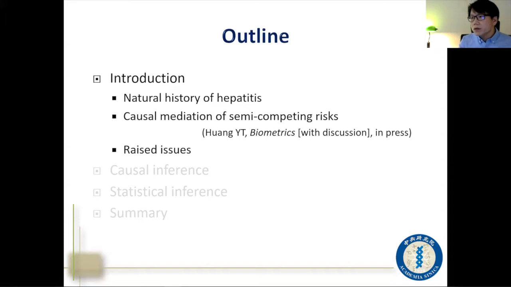Let me start with the introduction. I will introduce our motivating example, which is about the natural history of viral hepatitis. I will briefly talk about my recent work where I proposed non-parametric causal mediation analysis for semicompeting risks. In the invited discussion for this paper, some issues came out, especially about the causal assumption, which happened to be at least partly addressed by a parallel project that I'm going to talk about today.